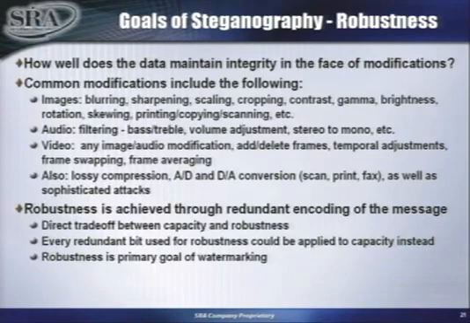And then there's robustness, and that's achieved by redundant encoding. So there's going to be a trade-off between robustness and capacity, because as we put more information in there redundantly to provide robustness, we lose capacity that would otherwise be available for the hidden data.